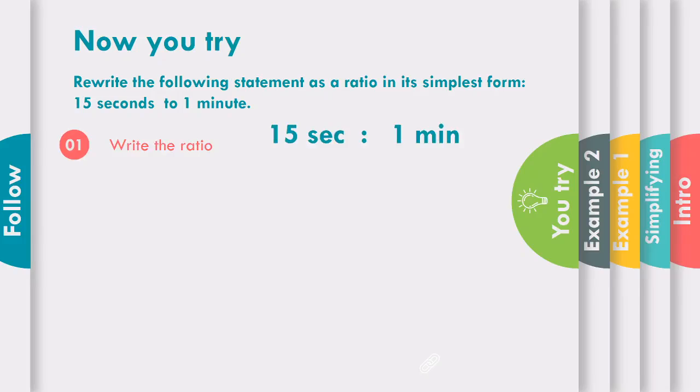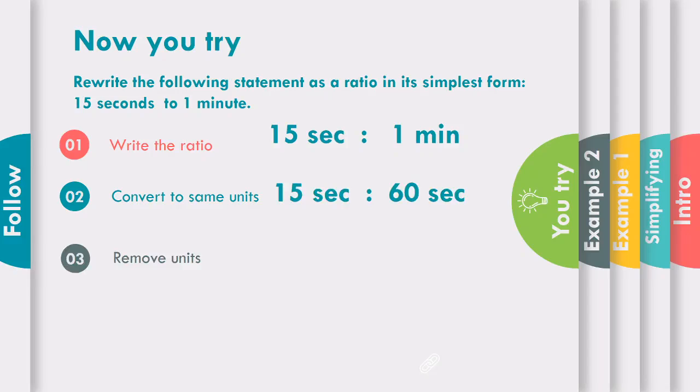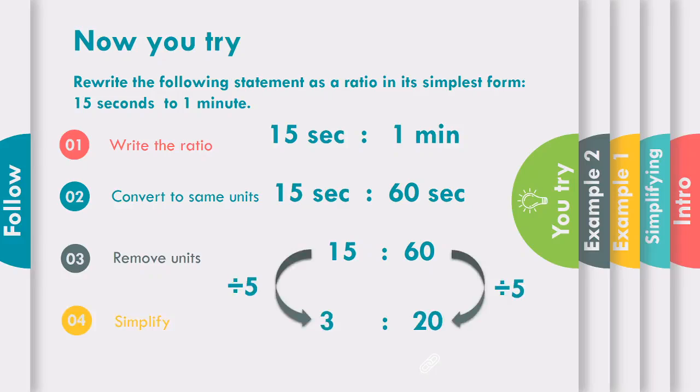Okay, we're going to write our ratio. We've got 15 seconds to 1 minute. Okay, we are going to convert those to the same units. So there's 60 seconds in a minute, so we've got 15 seconds to 60 seconds. We are going to remove those units because we don't include units in the final answer of our ratio, so we've got 15 to 60. And anyone who can remember from earlier on in the questions, both the numbers end in a 0 and a 5, so we can divide each side by 5, and it gives us our answer in its simplest form.